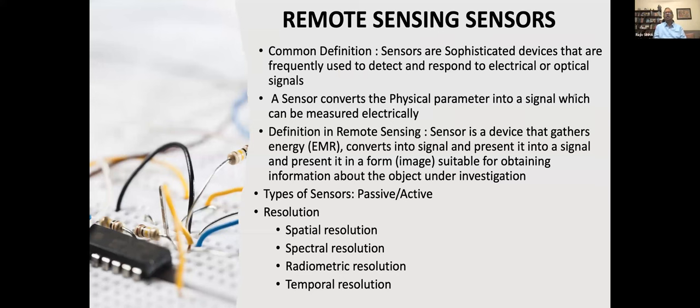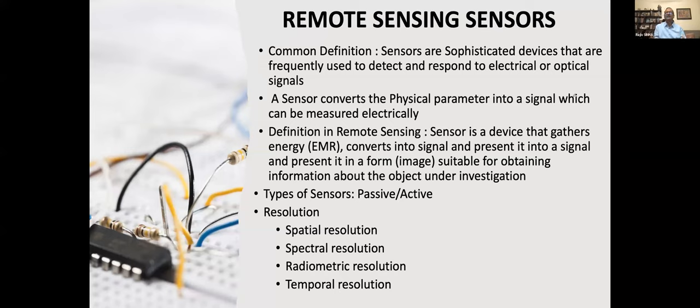Okay, now let's talk about the sensors. What are the sensors which are actually available to us for our remote sensing purposes? Now, sensor is a very generic word. Even the small thermometer which you use to measure your body temperature is actually a sensor. Any device which can be used to detect and respond to some change, electrical or optical, for example. A camera which you use to take a photograph is also a sensor. The flashlight which you use to take a photo in the dark is also a sensor. All of these are sensors, right?